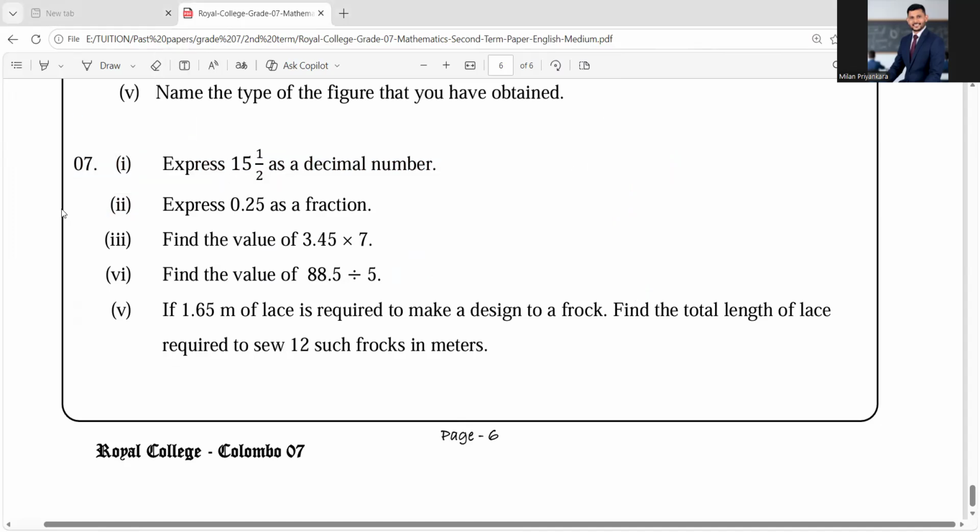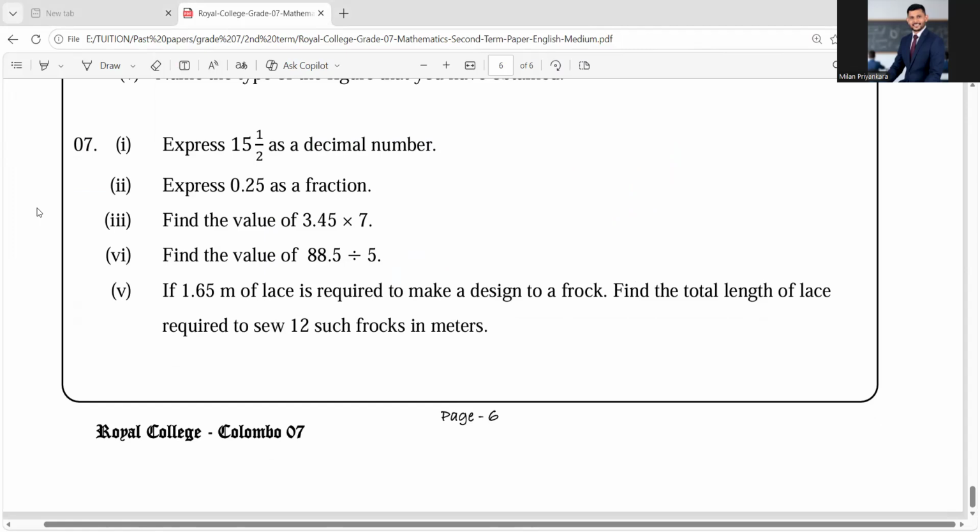And the next one, if 1.65 meters of lace is required to make a design to a frock, find the total length of lace required to sew 12 such frocks in meters. That means you have to multiply this by 12. 1.65 multiplied by 12.